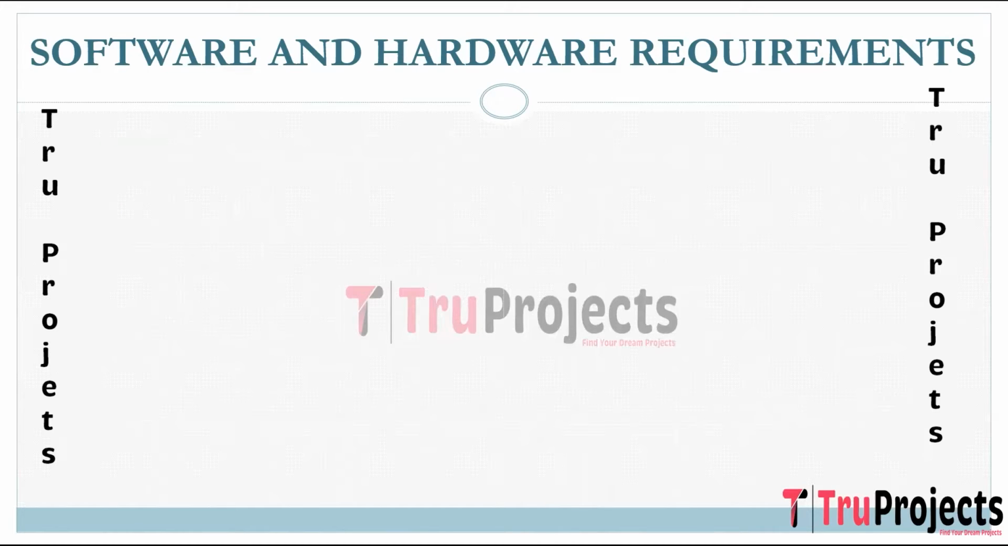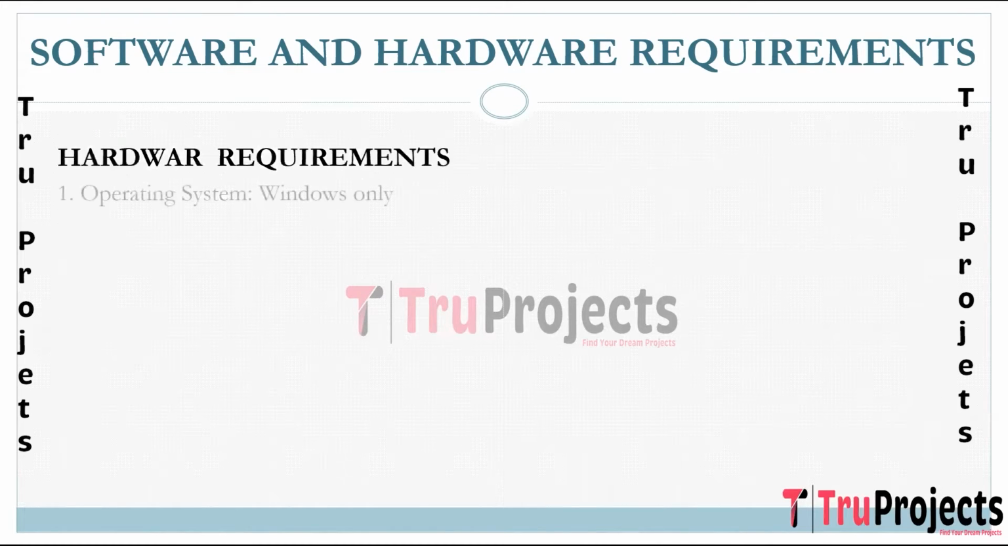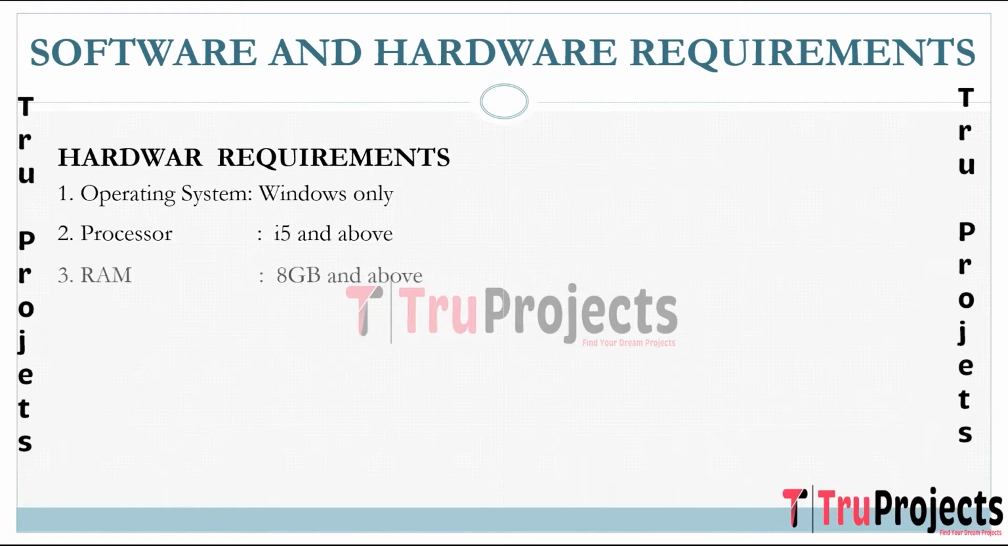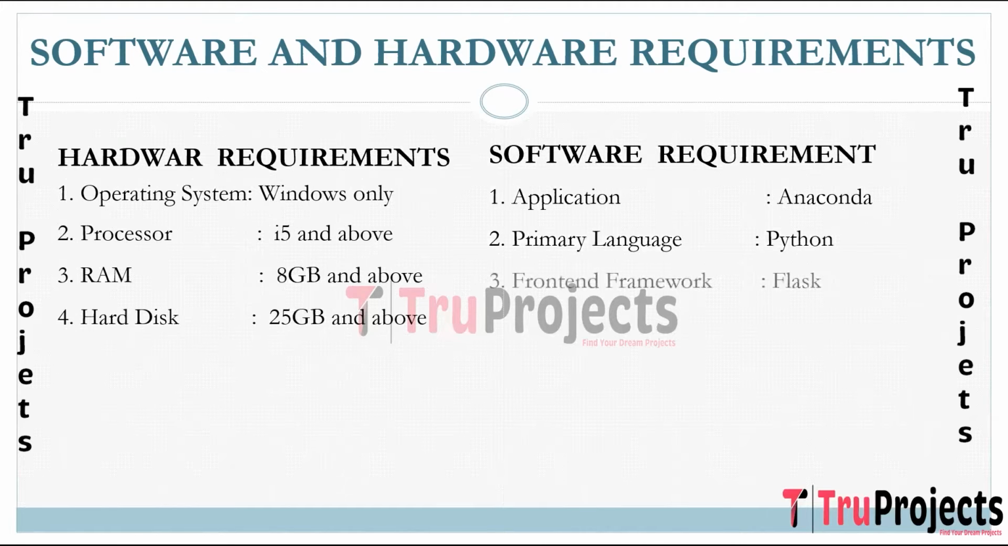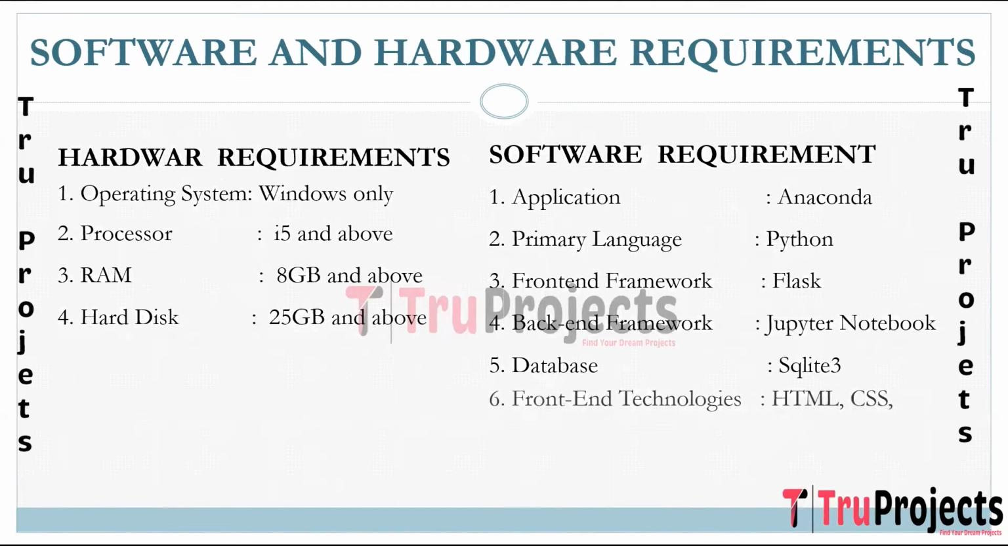To implement this project, we need software and hardware requirements. Coming to hardware requirements, we need operating system of Windows, processor of i5 and above, RAM of 8 GB and above, and hard disk of 25 GB and above. Coming to software requirements, we need application of Anaconda, primary language of Python, front-end framework of Flask, backend framework of Jupyter Notebook, database of SQLite 3, front-end technologies of HTML, CSS, JavaScript, and Bootstrap 4.